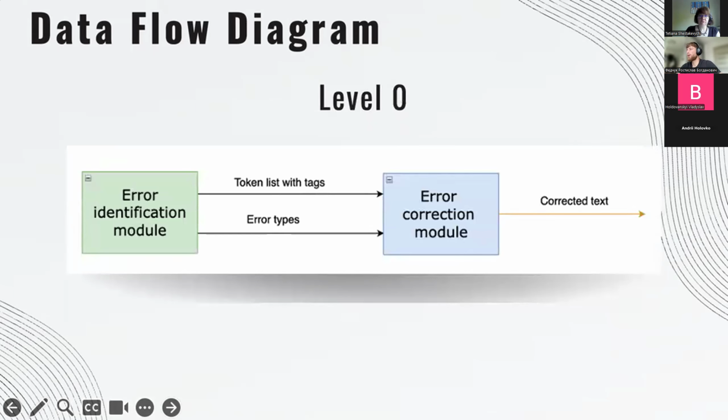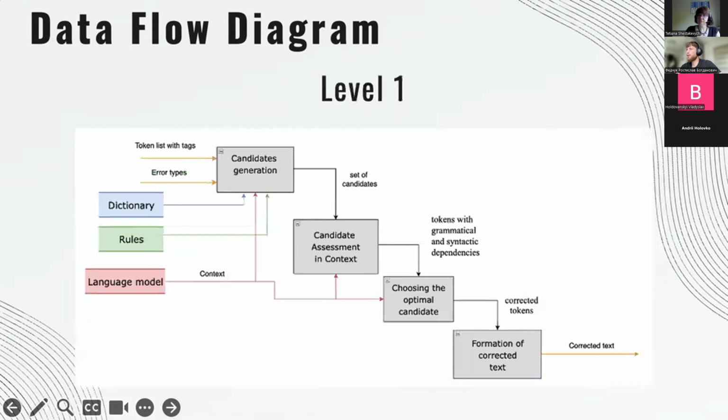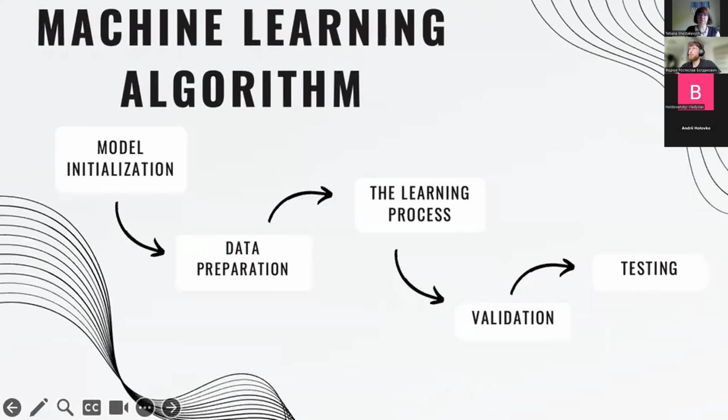This one is for the error correction model, which takes everything that the identification model produces, and the output of it is corrected text. Here you can see in more detail this correction model: we have candidate generation, choosing the optimal candidate, and formatting the corrected text. The machine learning algorithm includes model initialization, data preparation, the learning process, validation, and testing.